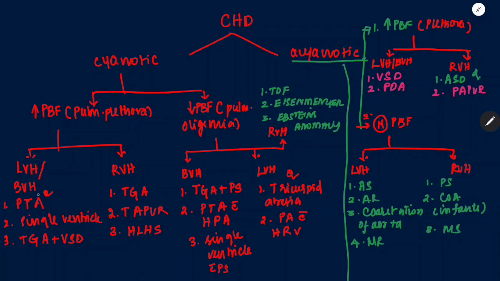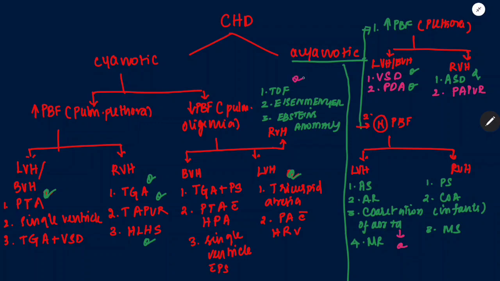Among these, the important ones: persistent truncus arteriosus is an important question, TGA is an important question, TAPVR is an important question, HLHS is an important question, tricuspid atresia is an important question, and we have VSD, PDA and ASD as important questions. All these are important, and coarctation of aorta is invariably the most important question over here. Without this you cannot read congenital heart diseases.